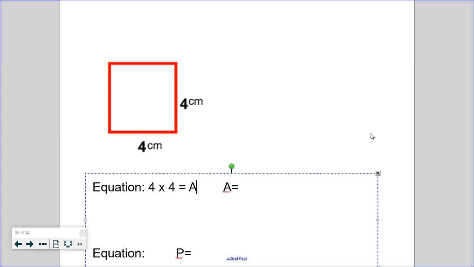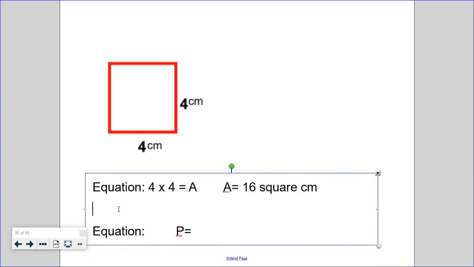Okay, well, what is 4 times 4? It's 16. Okay, that's the easy part. What are our units? Remember, for area, your unit is always square something. So I know it's going to be square something. So I'm going to look up here at my picture. Oh, centimeters. So it is 16 square centimeters. Nice job. Let me bring this up a little bit.